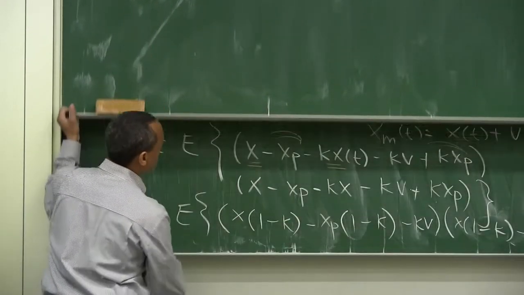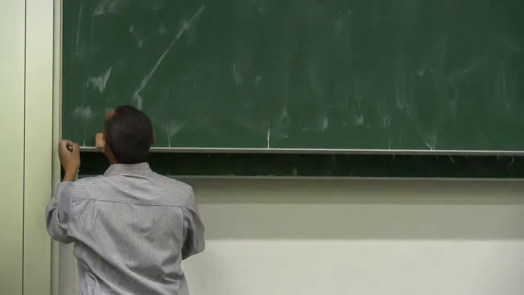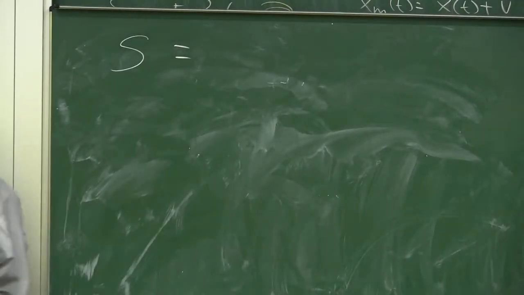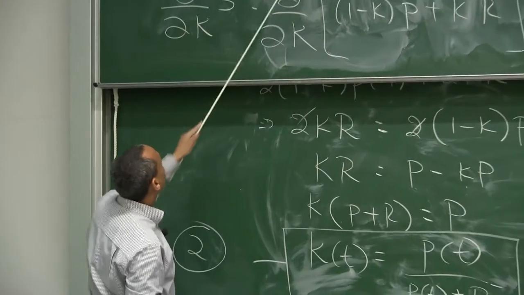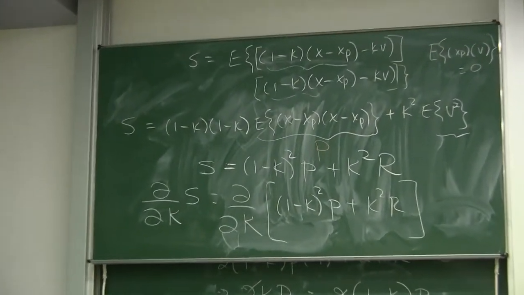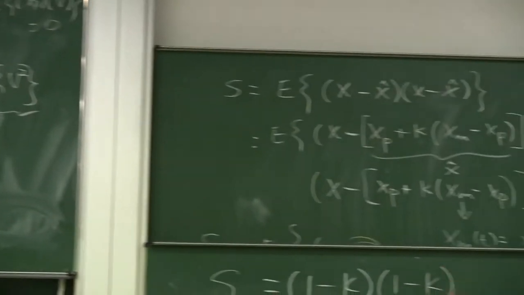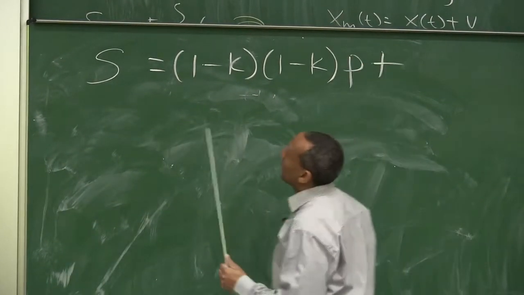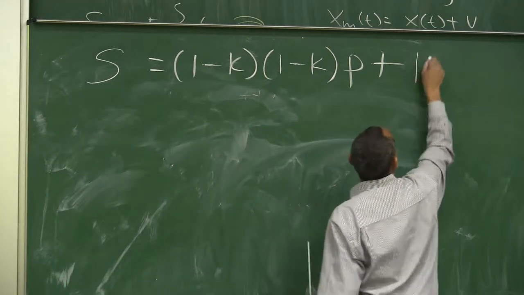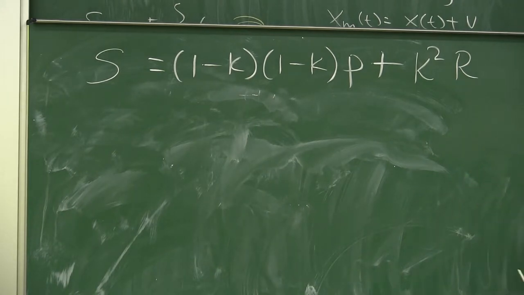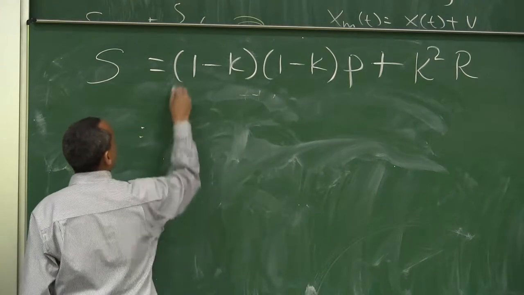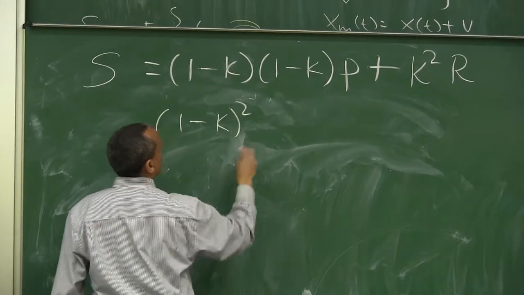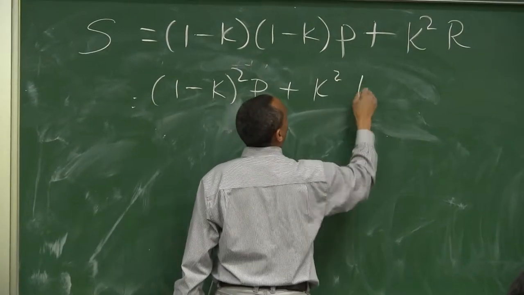So remember from here, no, not from here, but from S. It is this one: (1 minus k) times (1 minus k). This is the prediction error, we call it P, plus k squared r. Okay? So let's call this (1 minus k) the whole square of P, plus k squared r.